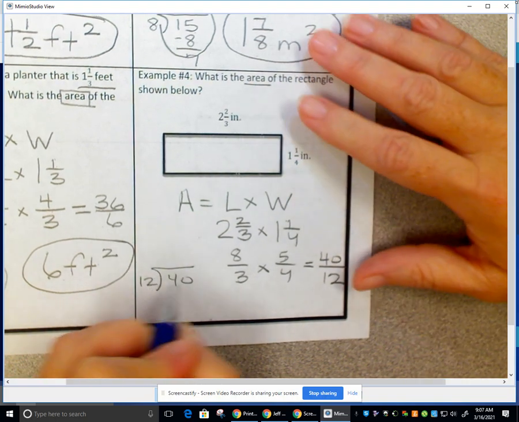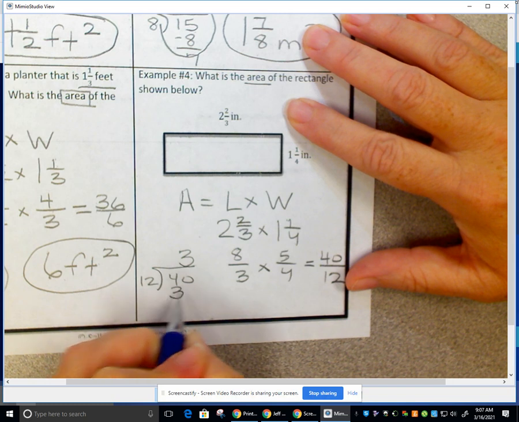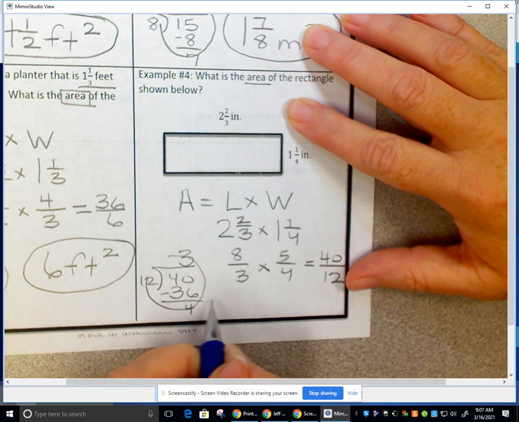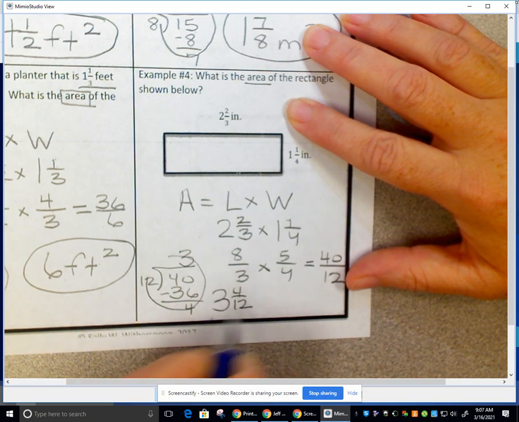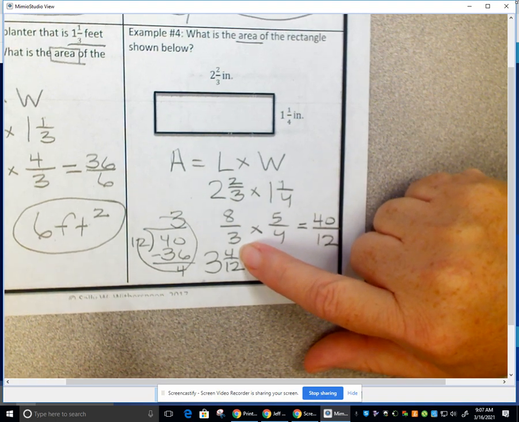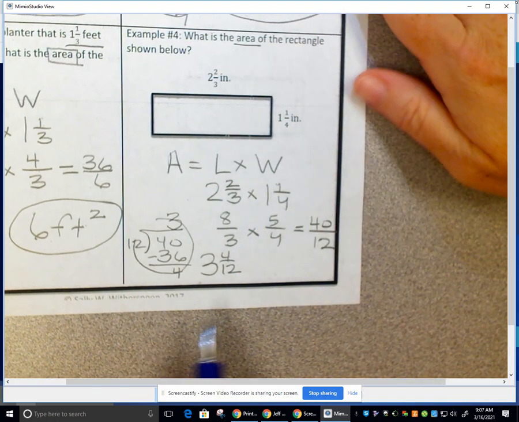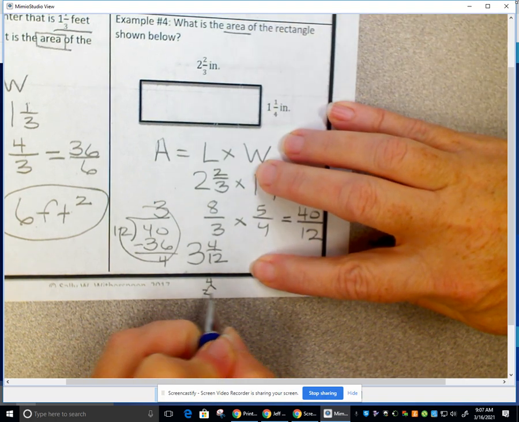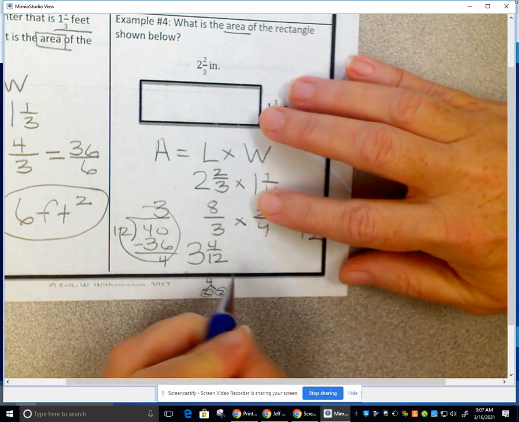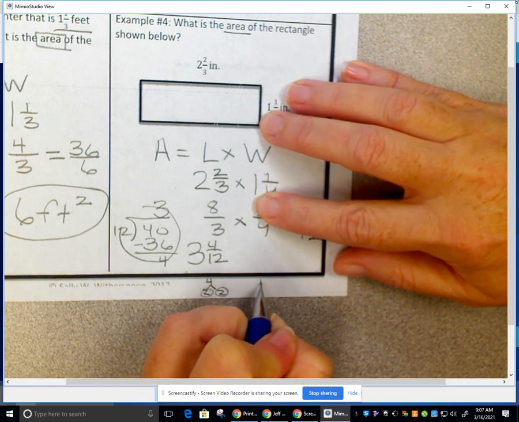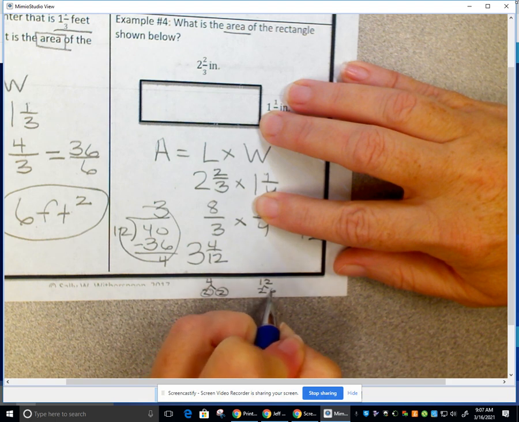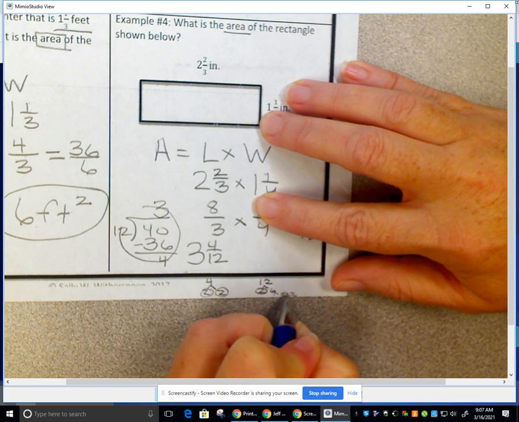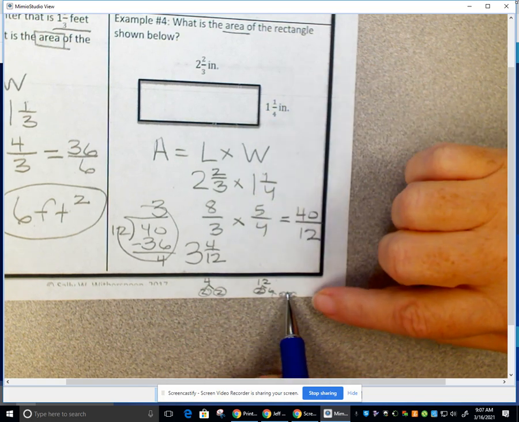12 will go into 40. 3 times 12 is 36. 40 minus 36 is 4. I've got 3 and 4 twelfths. And I'm sure that's not in simplest form because that's 2 even numbers. So I need to do a factor tree to fix those. I'll come right here and do 4. That's 2 times 2, prime, prime. I'll do 12. 2 times 6. 2 is prime. 6. Oh, I don't have any room. 2 and 3. Prime, prime. Sorry, I ran out of room right there.